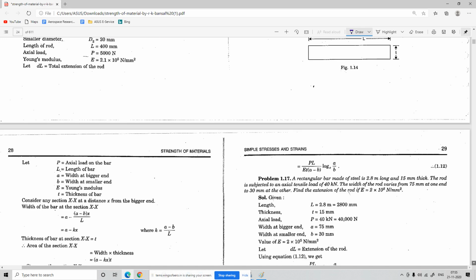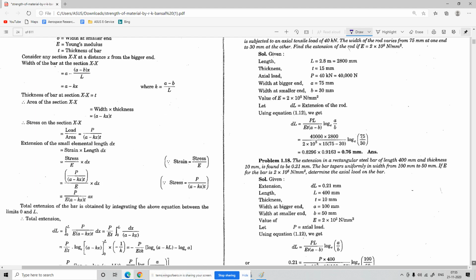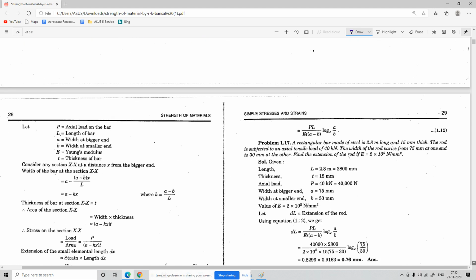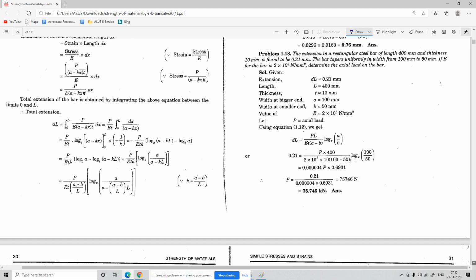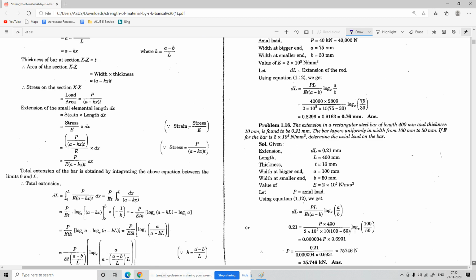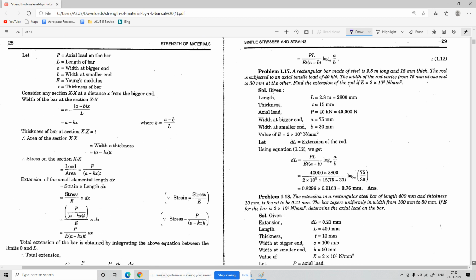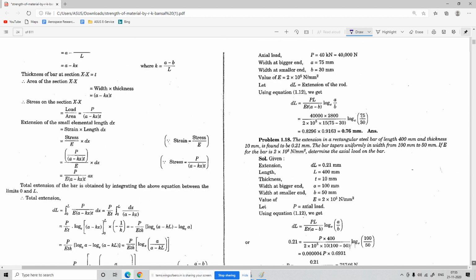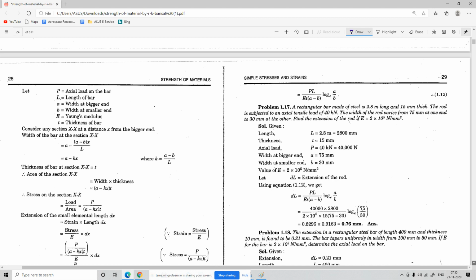Yes, ma'am. Okay. Next we have this uniformly tapered rectangular bar. Okay, this is a uniformly tapering rectangular bar. The previous one was a circular rod and this is rectangular. Okay, so for this is the formula. This is the formula.